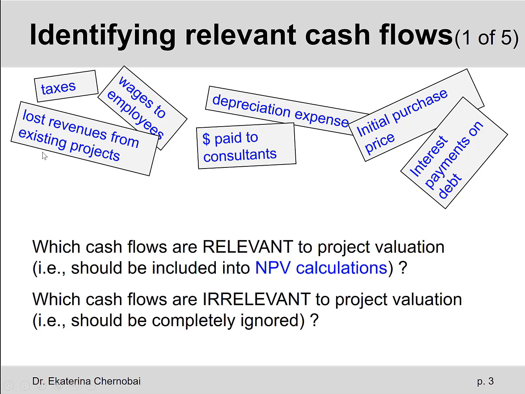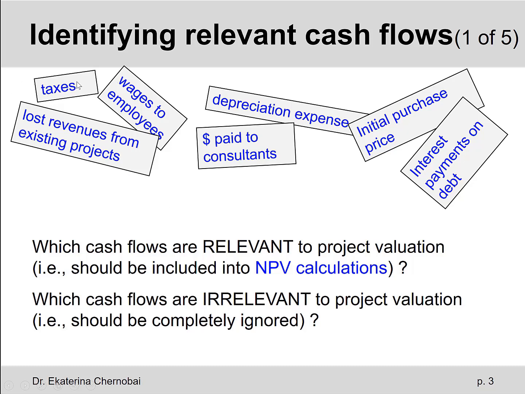Turns out some of these are actually called irrelevant to project valuation, which means we don't need to worry about them. We can cross them out and forget about them. We will not use them in our NPV calculations. So which are relevant and which are irrelevant? That's the topic on the next couple of slides.